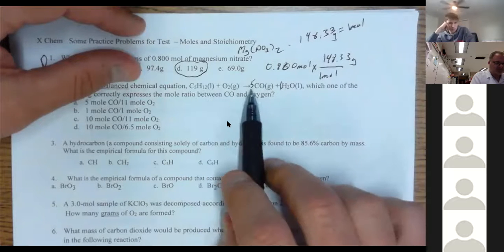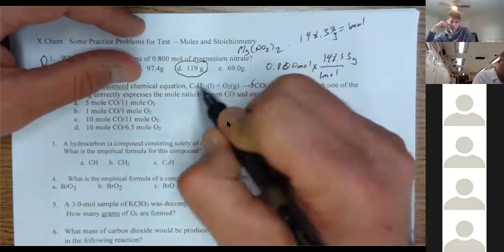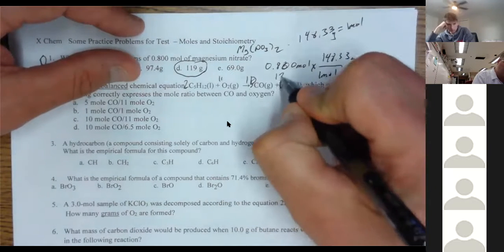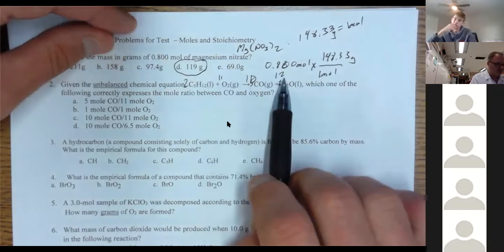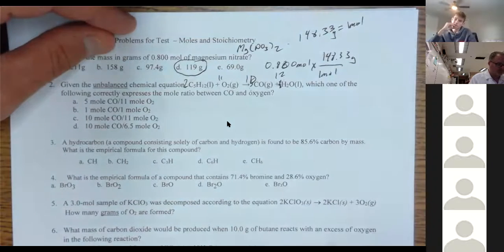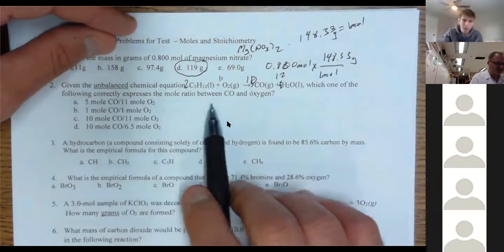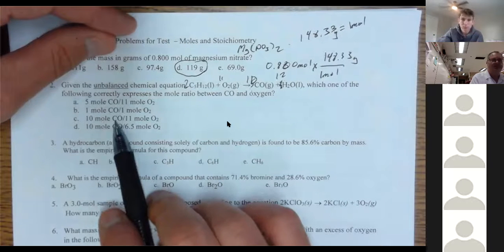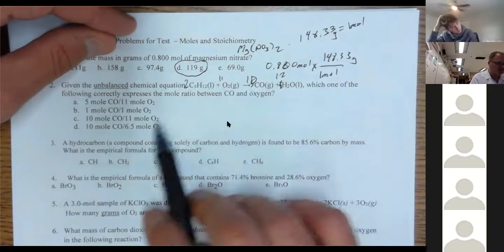And that gives us 5 plus 6, which is 11. Half of 11 is 5.5, so we're going to multiply everything by 2. So that's a 2, 10, 11, 10, 12. So, which one of the following correctly expresses the mole ratio between CO and oxygen? It should be 10 moles of CO to 11 moles of oxygen.